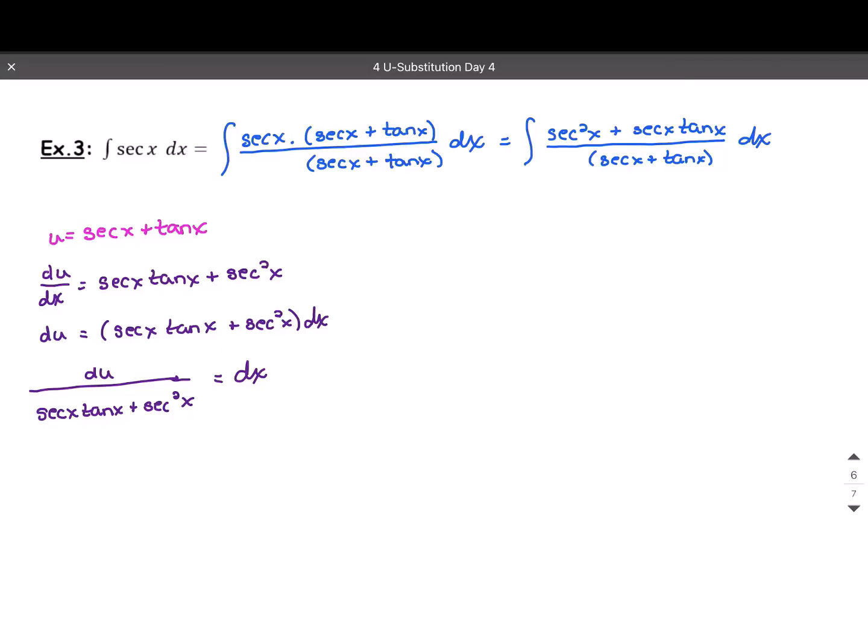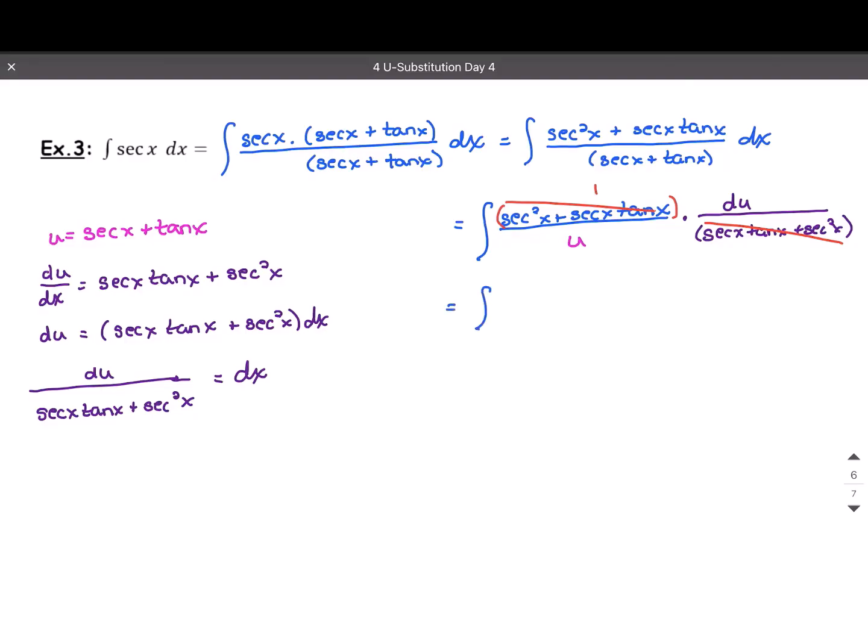Now we're going to do the substitution. So I have this integral. My numerator is secant squared x plus secant x tan x, all over that denominator, which is my u. My dx is du over secant x tan x plus secant squared x. Now notice the denominator of that fraction and the numerator of the first fraction are the same. They're reversed around addition, but addition is commutative. So they divide out to 1, which means all I have is the integral of 1 over u du.